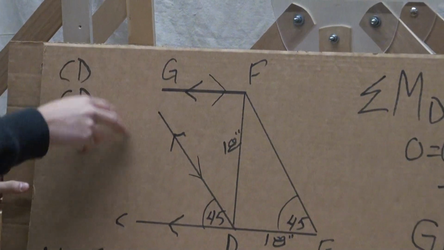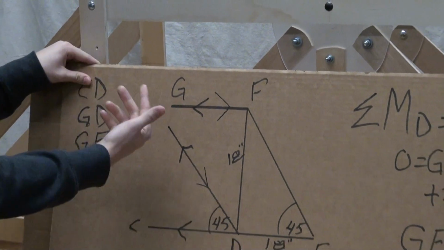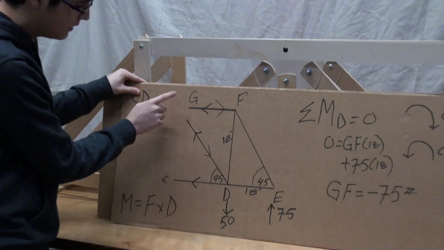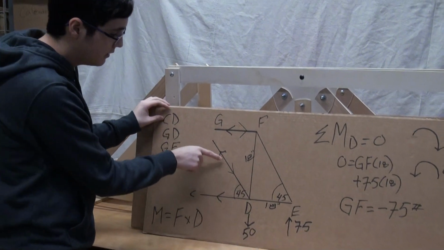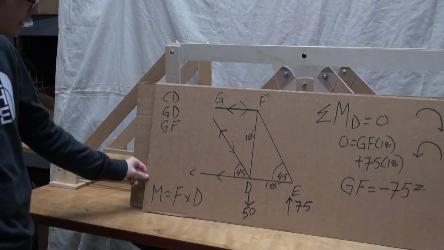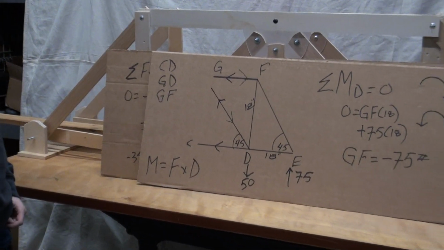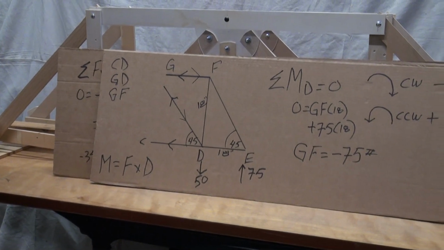And negative means? Means compression. So originally, we had the arrow pointing away because we assumed it was tension, just by convention. Now that we know it's a negative amount, that means it's compression, it's going towards the joint. So that's what the other arrow is for. Okay, so now we have GD and GF, what's left?